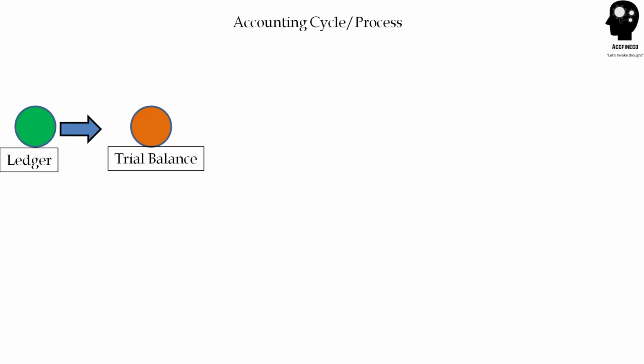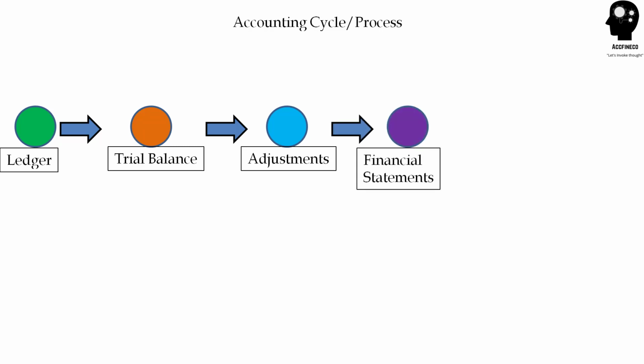Then, after the trial balance, we need to check for certain adjustments and adjust the balances if required. Or if all is good, then we will go to the next process, which is the preparation of financial statements and closing of the books of accounts. We will learn more about the preparation of financial statements in the upcoming sessions.